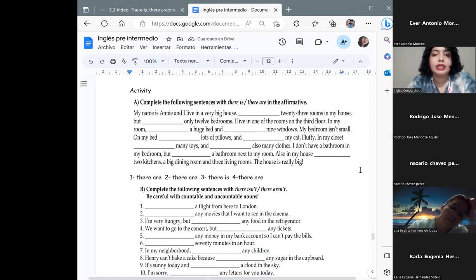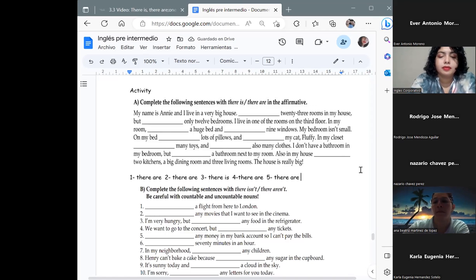Hay 9 ventanas. My bedroom isn't small. Mi habitación no es pequeña. On my bed, lots of pillows. En mi cama, muchas almohadas. There is, there are? There are lots of pillows and my cat. There is my cat. Ahí está mi gato, ¿verdad? Estamos hablando solo de un gato. Fluffy. In my closet, many toys.